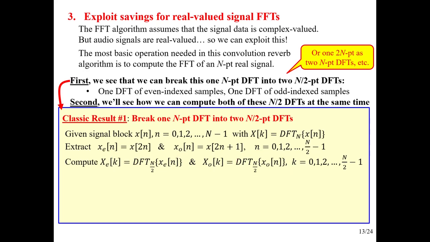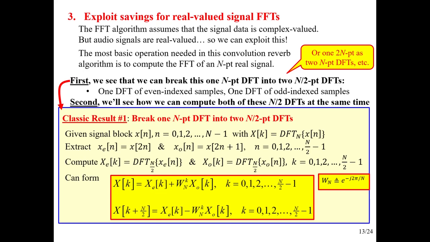And now here's the culmination of the trick. I can get the first half of my N point DFT by taking these two things and fusing them together using that formula. And I can get the second half of my full N point DFT by taking these two things and fusing them together this way. And this W sub N is that.